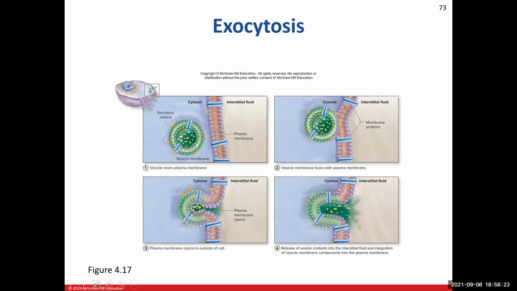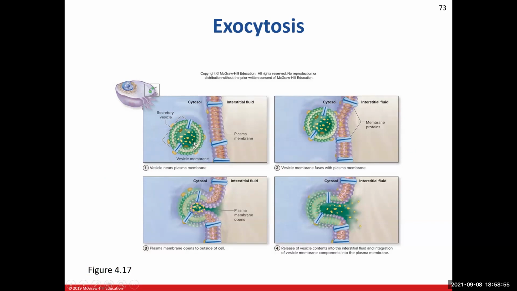So this process that you see here on your screen is exocytosis. This is when a secretory vesicle on the inside of the cell is going to merge and fuse with the plasma membrane, and then whatever's in that secretory vesicle is either going to be shot out of the cell or it's going to be incorporated into the plasma membrane. That's exocytosis. So that's where we're taking something that was in the cell and we're getting rid of it.